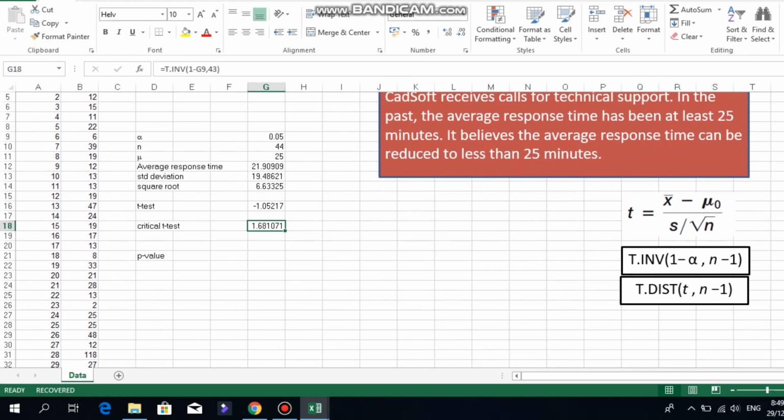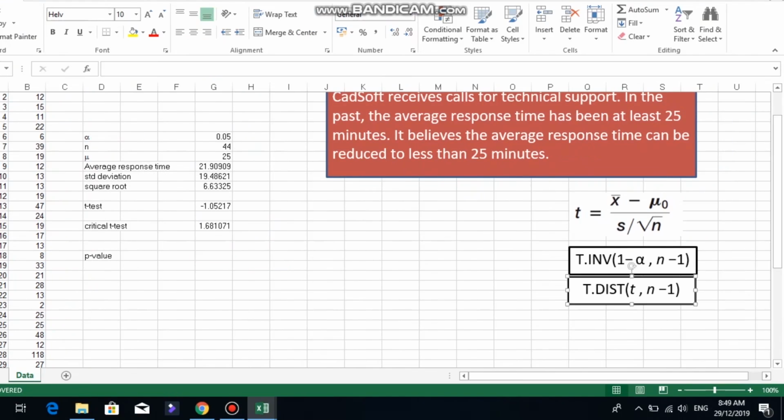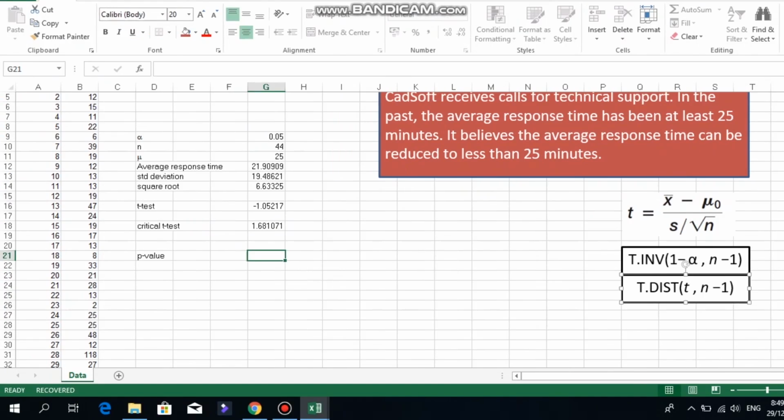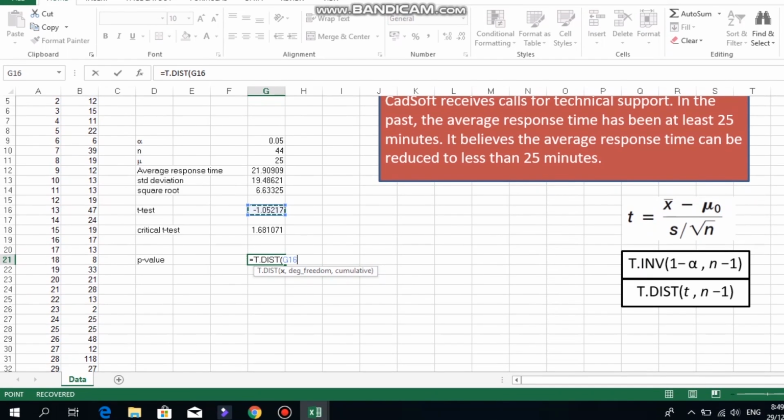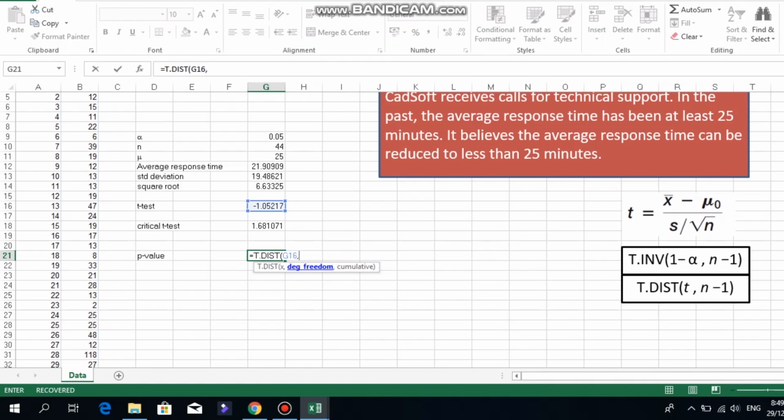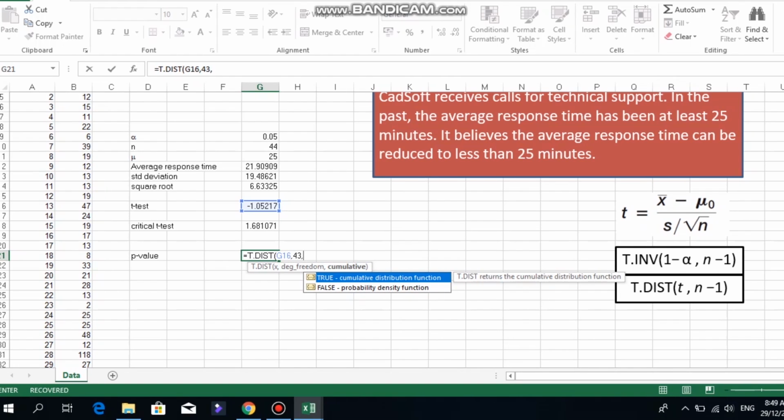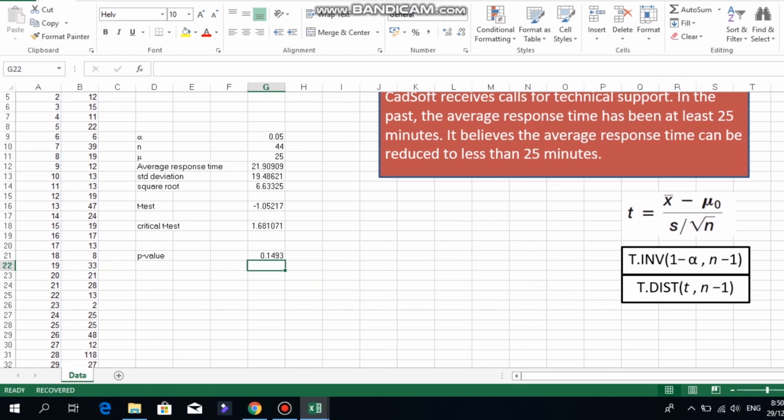The next one is the p-value. For the p-value, we will use the formula T.DIST. There are three formulas, but we will choose the first one since we have one tail. T.DIST, and then x is the t-test. Our degrees of freedom is 43. And then for cumulative, we will choose true. And then close bracket. Enter. Okay, that's all. Thank you.